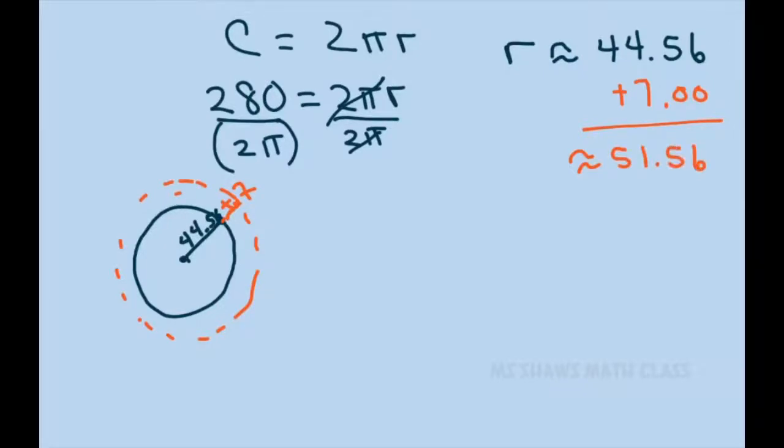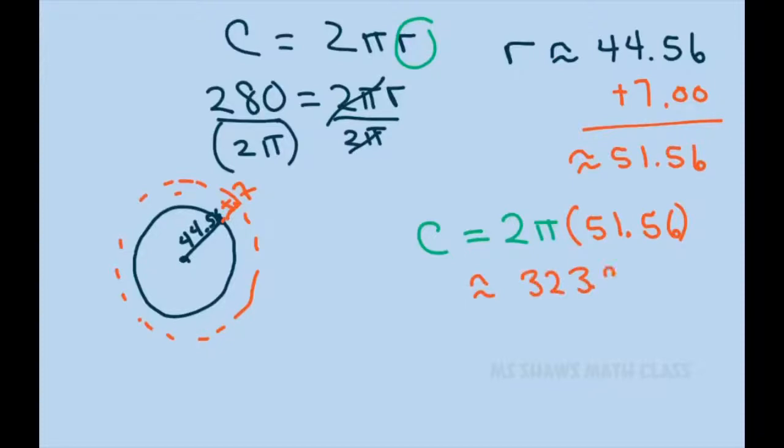51.56. So now we're just going to use our circumference formula, and we get circumference equals 2 pi times r, and our r happens to be approximately 51.56. When you multiply this out, you get 323.98. We need the amount of fencing, so you round up, and the answer is 324 feet of fencing that we need.